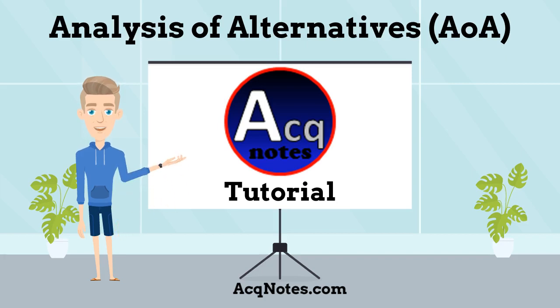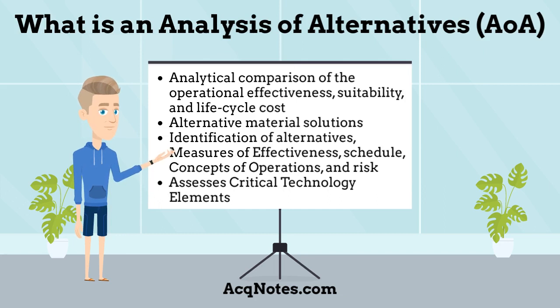I am going to give you a quick tutorial on the analysis of alternatives, or what I call an AoA. What is an analysis of alternatives? An analysis of alternatives is an analytical comparison of the operational effectiveness, suitability, and life cycle cost of alternative material solutions that satisfy an established capability need to be identified in an initial capabilities document.